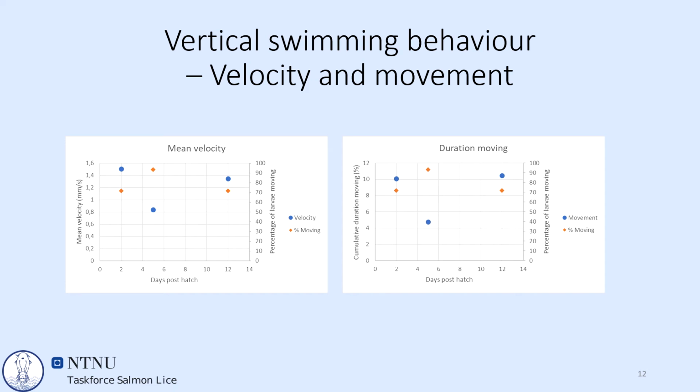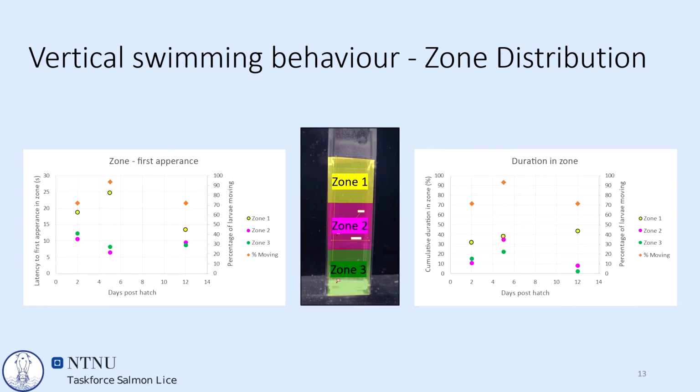And here you see the same tendency as for the mean velocity: when they're 2 days old and 12 days old, they are moving a bigger percentage of the time than when they are 5 days old. So this indicates that the lice are more active at the early and late stages than in the middle. And here we also divided the cuvette into zones, with zone 1 being the top zone, zone 2 being the middle zone, and zone 3 being the bottom zone.